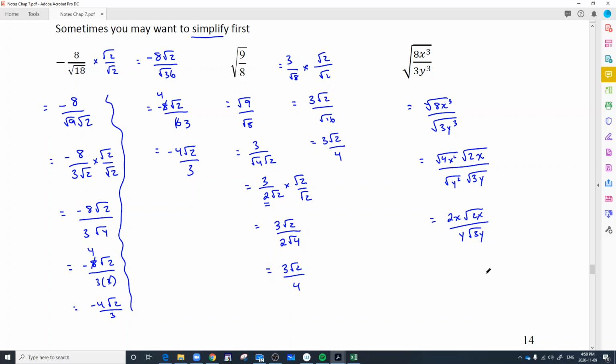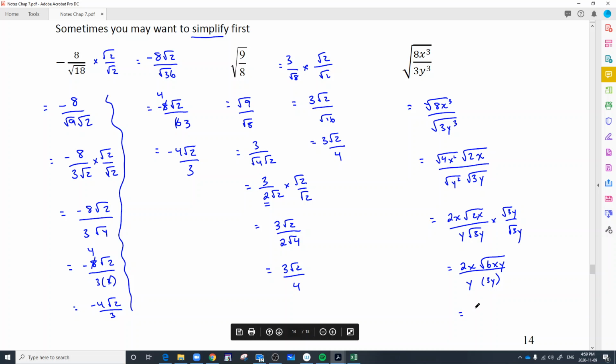Now, this is simplified, but it has a radical in the denominator. So we have to get rid of that. I'm going to multiply by root 3y over root 3y. In the numerator, you're going to multiply your radicals together, so you get root 6xy. And in the denominator, you've got this y out front. Then you've got root 3y times root 3y. Maybe you're ready to say, okay, that's just 3y. Whenever you multiply a square root by itself, you end up with the number inside the square root sign. And then to finish this off, you'd have 2x root 6xy all over 3y squared.